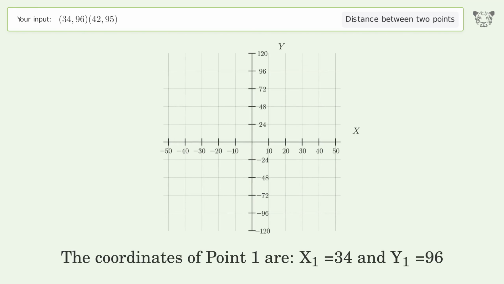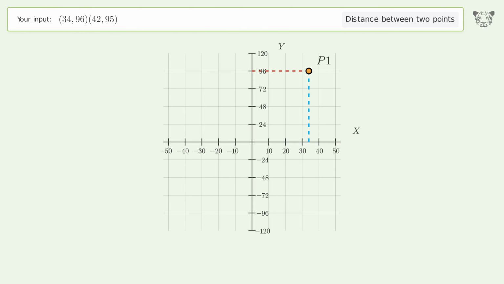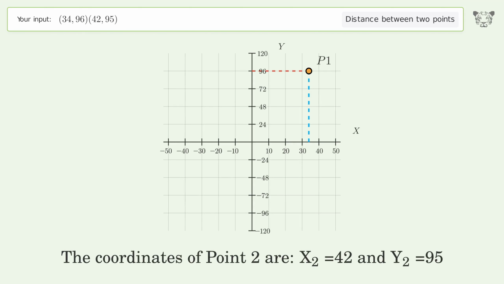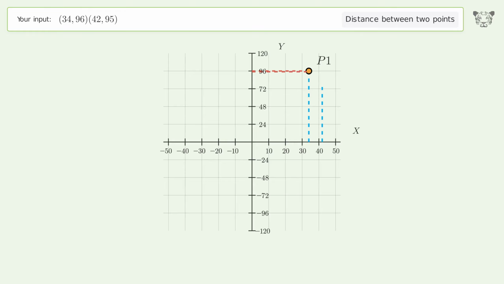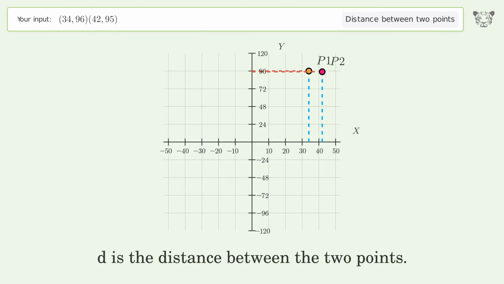The coordinates of point 1 are x1 equals 34 and y1 equals 96. The coordinates of point 2 are x2 equals 42 and y2 equals 95. D is the distance between the 2 points.